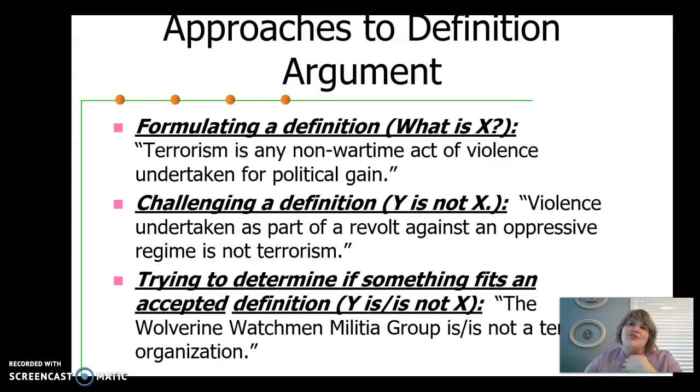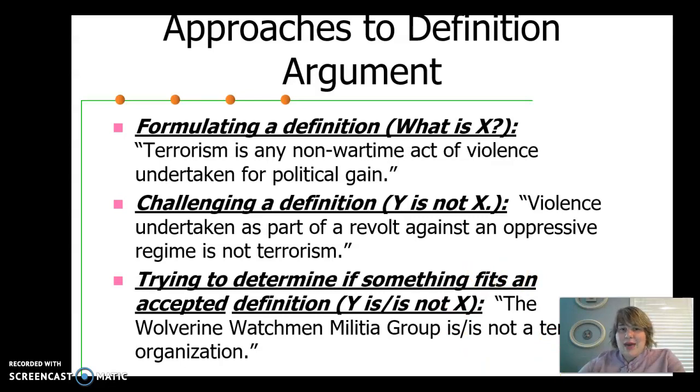So even in our current climate, there could be uses for these definitions, or thinking about the idea of terrorism and what that is. Traditionally, as a country, we have associated terrorism with 9/11. But these would try to argue or shift or change that idea and apply terrorism to a broader spectrum of violence. So you can challenge a definition by arguing that a Y is not an X. So violence undertaken as part of a revolt against an oppressive regime is not terrorism.